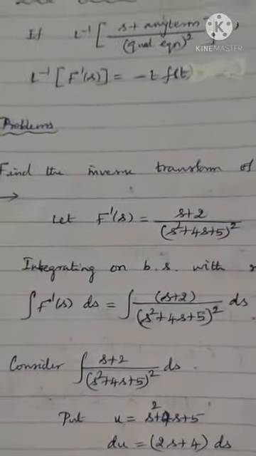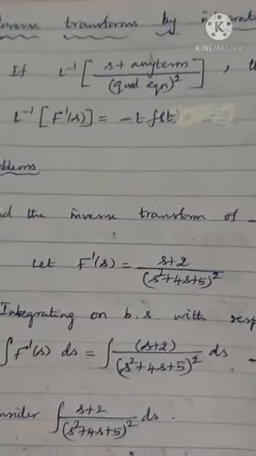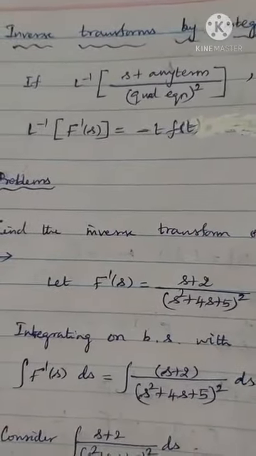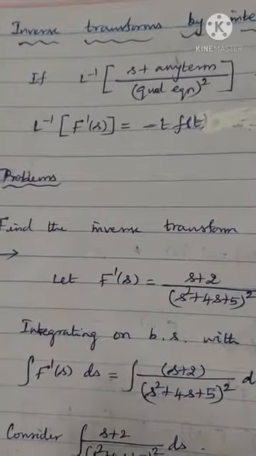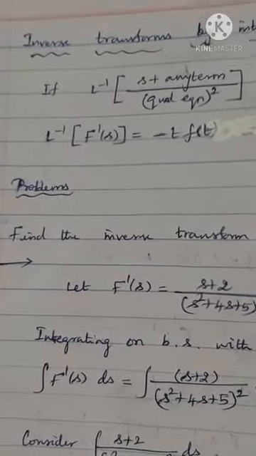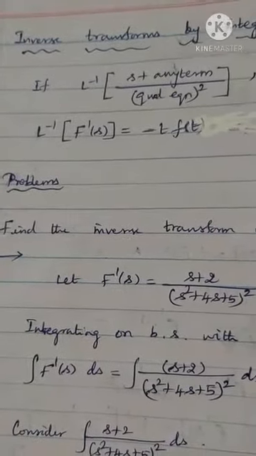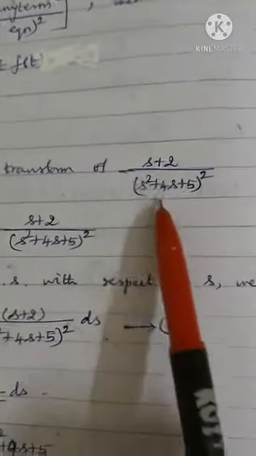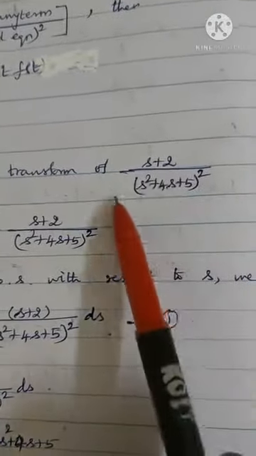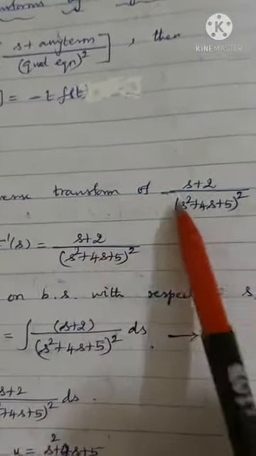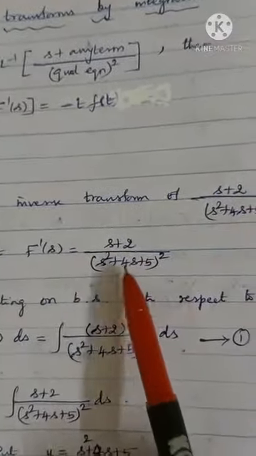But the method of doing the problem is different. There what we do, we assume the given function as f of s. Then we find f dash of s, minus f dash of s, L inverse of minus f dash of s, which will give the answer. But here the method of doing the problem is different. We assume the given function as f dash of s. Look at the denominator, it is quadratic equation whole square. How will we do the problem? Assume the function as f dash of s.